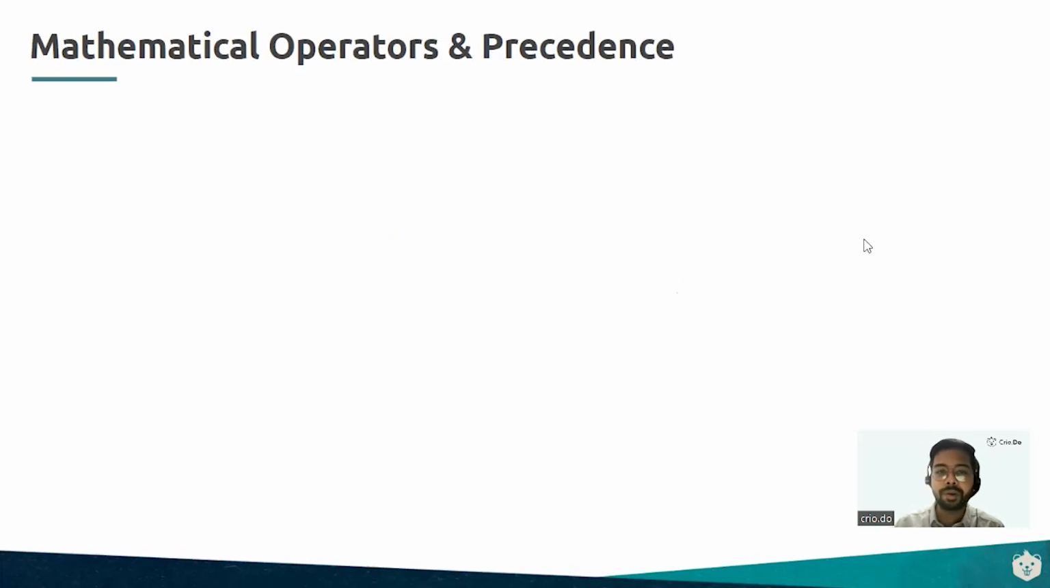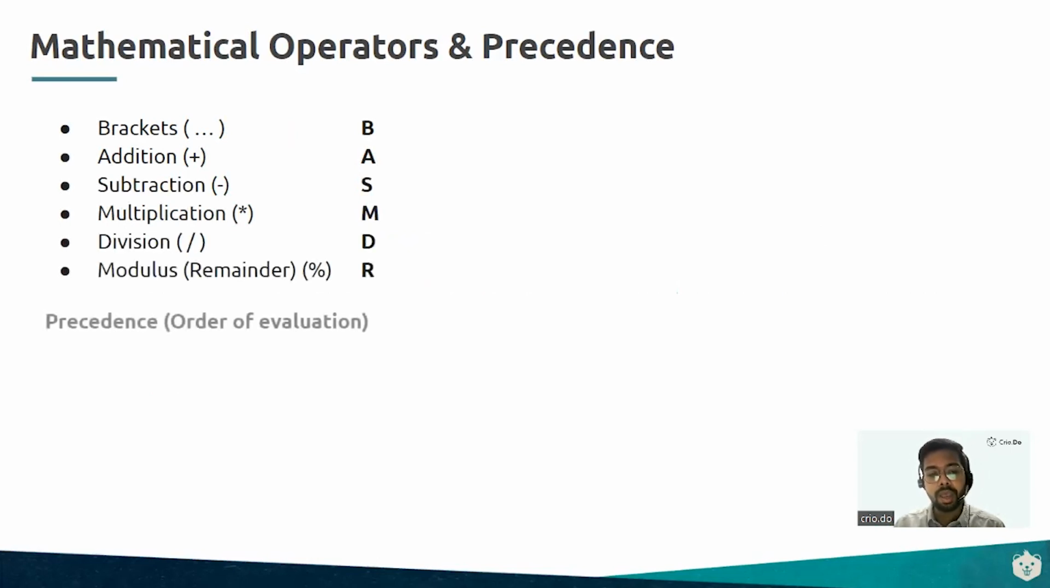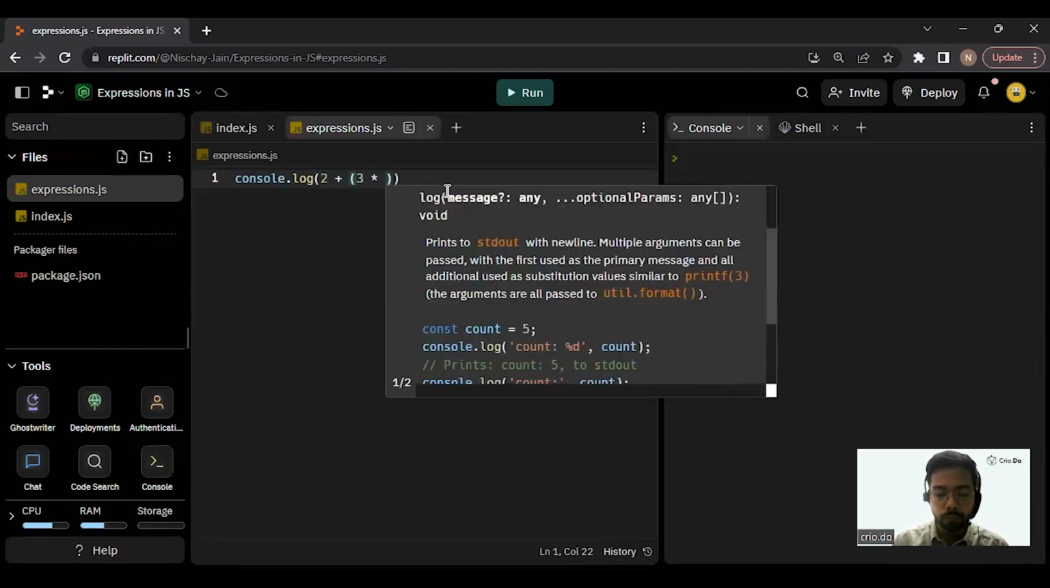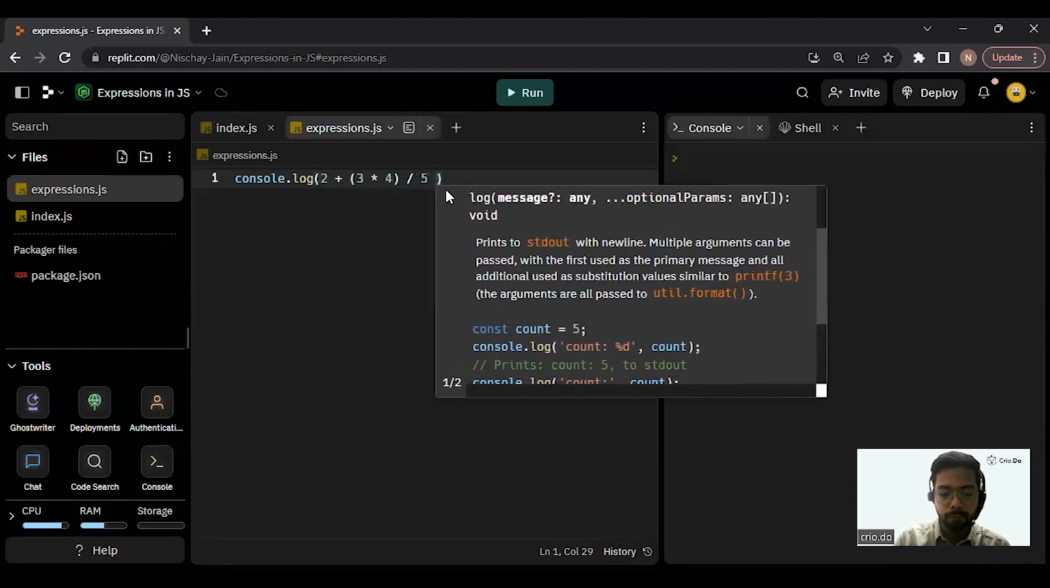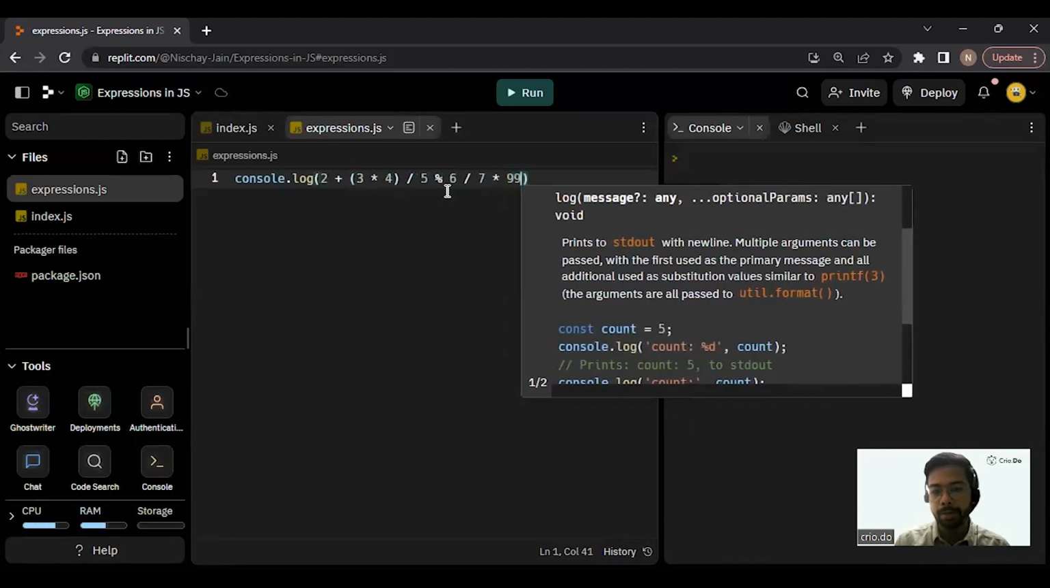So what all mathematical operators do we have available in JavaScript? We have brackets, we have addition, subtraction, multiplication, division, remainder. We also call it a modulus operator. And eventually we need to have a set of precedence order for them as well. But why do we need this precedence order? Let us try to make an example for the same. So let's go back to Replit and let me make a random example for us. Let's say console.log of 2 plus 3 into 4, then divided by 5 % 6 divided by 7 into 99.